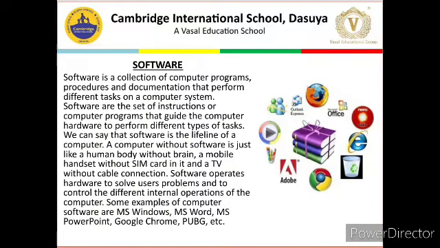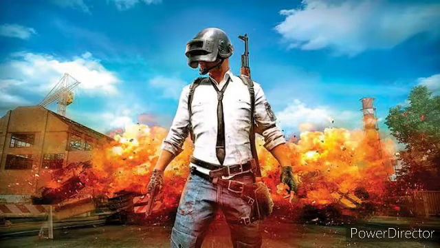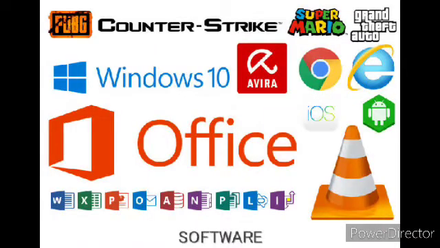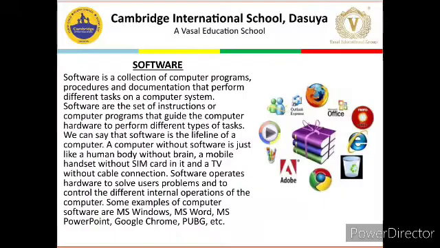Software operates hardware to solve users' problems and to control the different internal operations of the computer. Some examples of computer software are Microsoft Windows, Linux, Word, Excel, PowerPoint, Google Chrome, or even your games like, almost each and every one of you is aware of the name of PUBG. What are all these? These all are software or the programs designed by the programmers to operate on the computer system.